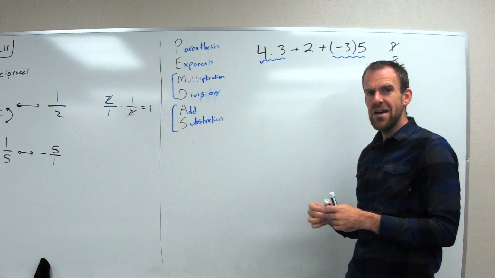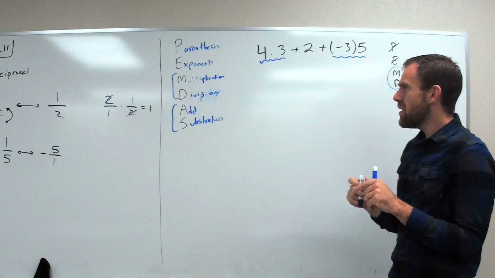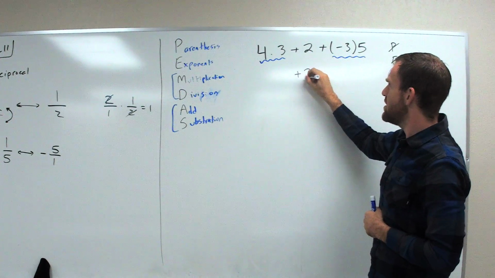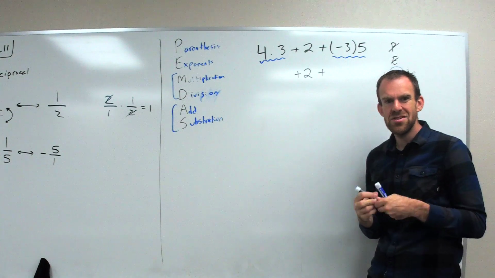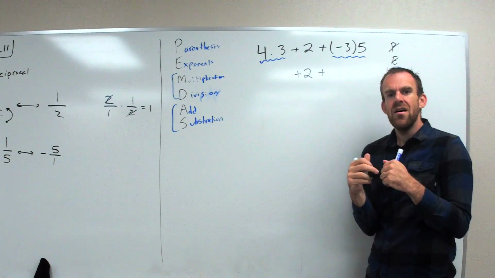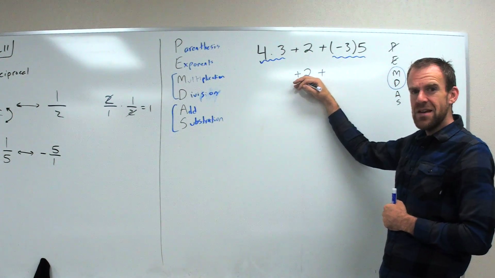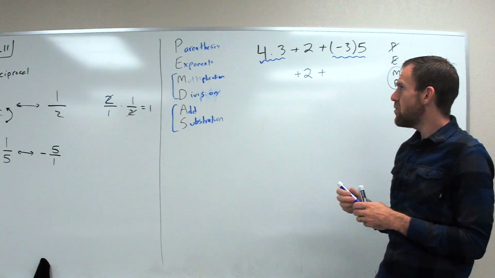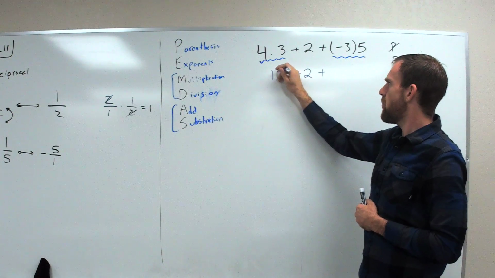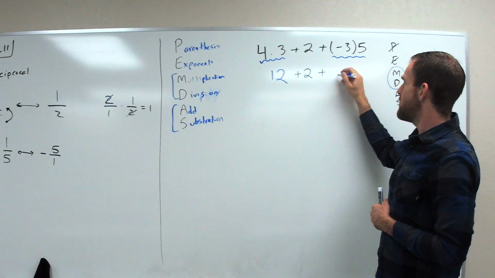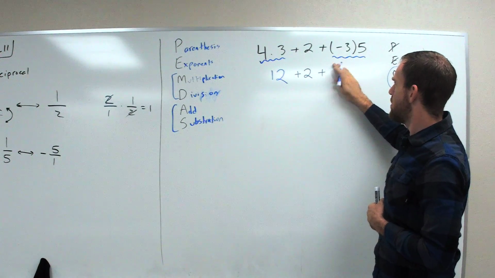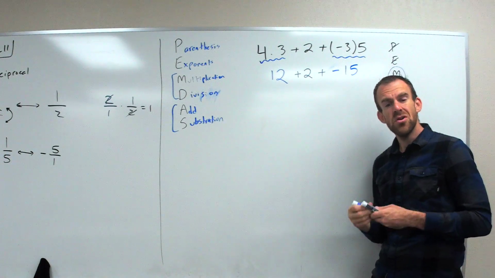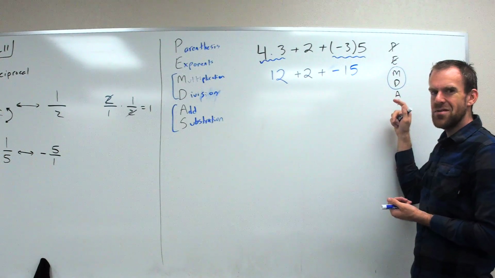4 times 3 is, well, actually, since I know I'm not touching this plus 2 because that's addition and subtraction, I'm going to remove the temptation to add those numbers now. And instead, I'm just going to copy it down. Now, I'm going to do the operations that I listed here. 4 times 3 is 12. Negative 3 times 5 is negative 15.